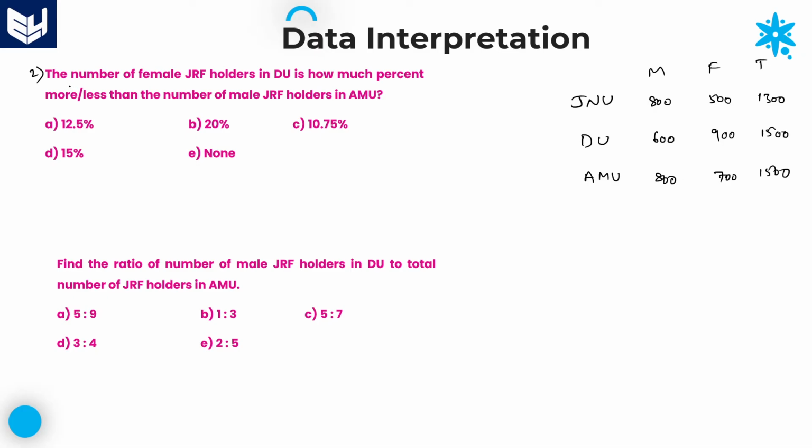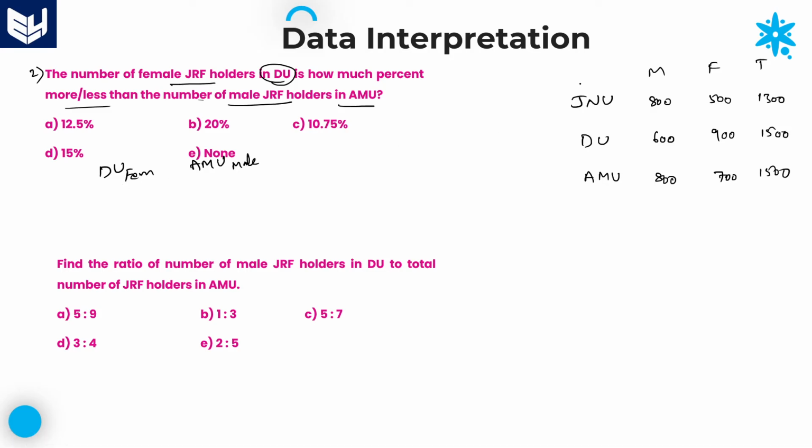Now look at the second question. The number of female JRF holders in DU is how much percentage more or less than that of number of male JRF holders in AMU. Here we are talking about DU females, and also that particular value is how much percent more or less as compared with AMU male JRF holders. Now once note down these 2 values.